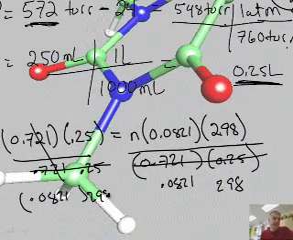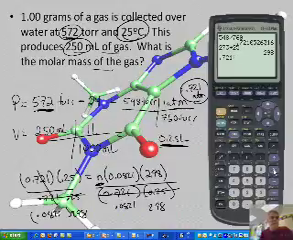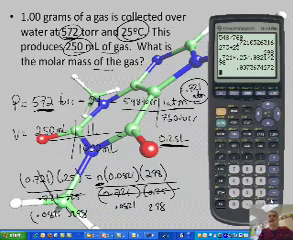0.0821 and 298, because of course the n was on this side of the equation. So I'm going to take 0.721 times 0.25 divided by 0.0821. I could have divided by R, which I'd saved earlier. Divided by 298 gives me 0.007.